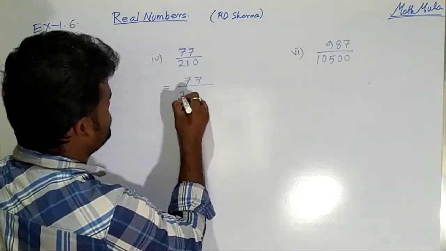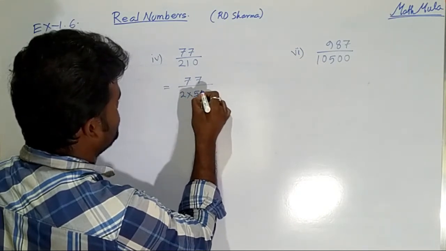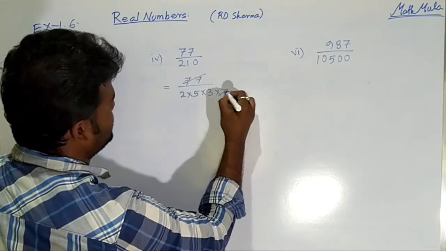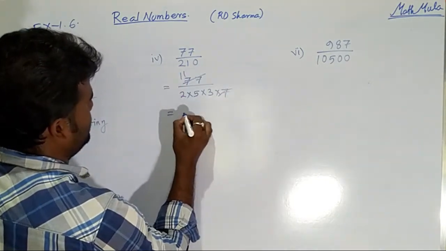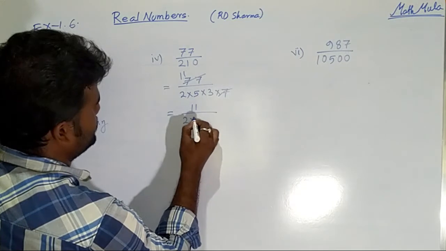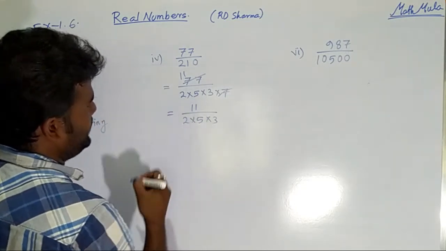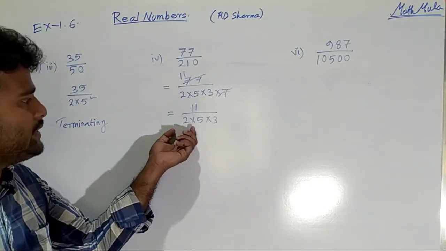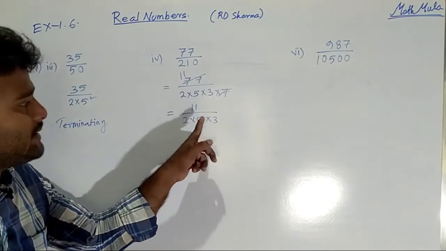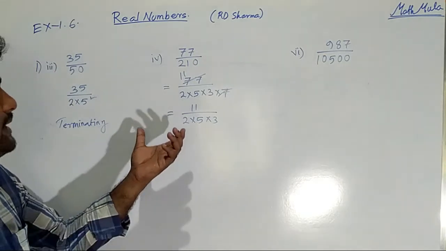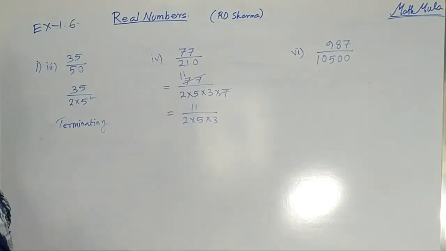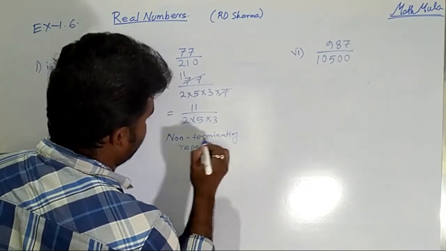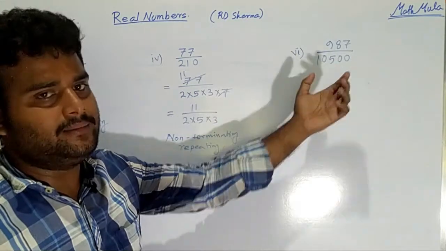That means 2 into 5 into 3 into 7. Now we try to cancel this. 77 cancels with 7, then it will be 11. Then this is equal to 11 by 2 into 5 into 3. The denominator is not in the form 2 to the power m into 5 to the power n because there is another factor 3. So the decimal expansion of this rational number is non-terminating, repeating. That's it.